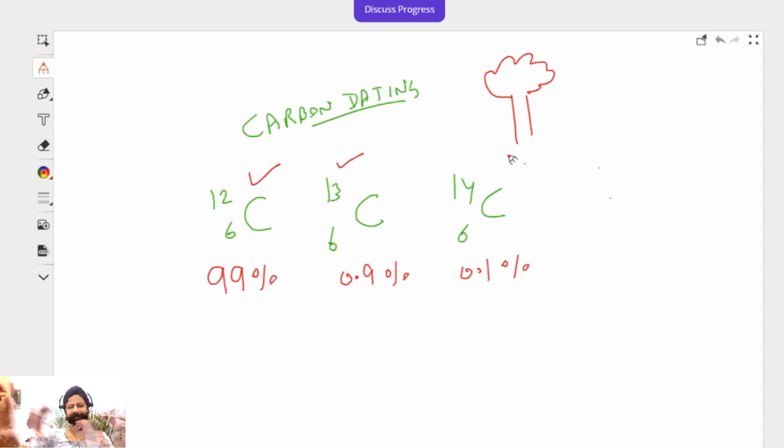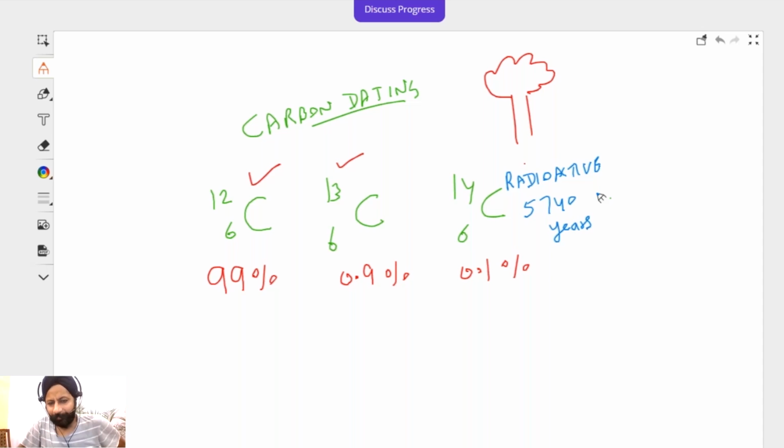It's not eating. Now what happens is this is radioactive, with a very large half-life. If you can recall, it is something like this, these many years. Whatever was the trace of the carbon 14 there is going to reduce to half after 5740 years.